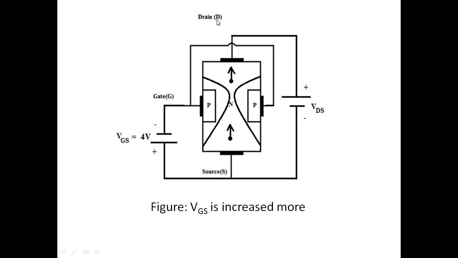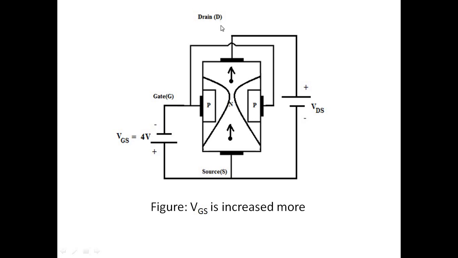What we try to say here is, as we are increasing the value of VGS, depletion width is increasing, the effective channel width decreases. If the effective channel width decreases, the number of charge carriers moving from source to drain decreases. If the number of charge carriers moving from source to drain decreases, the drain current also decreases.